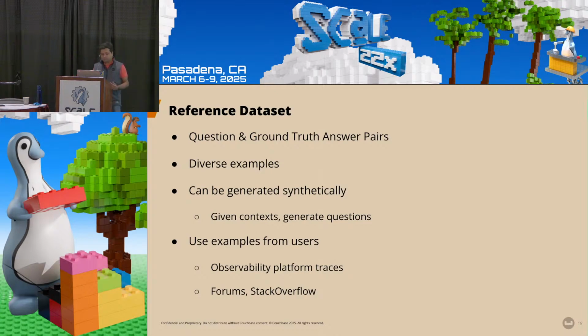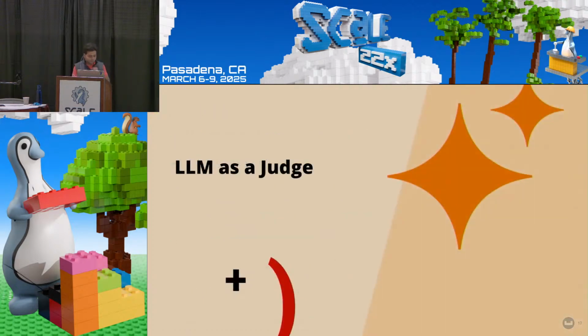The other option is to use examples from users. So this is where if you have an observability platform, you could use the traces from it. Or let's say if you have like an existing forum or Stack Overflow, you could use that. So in our case, like for question and answers, you have a lot of questions already posted on our forums and Stack Overflow that we could use to generate like the reference data set.